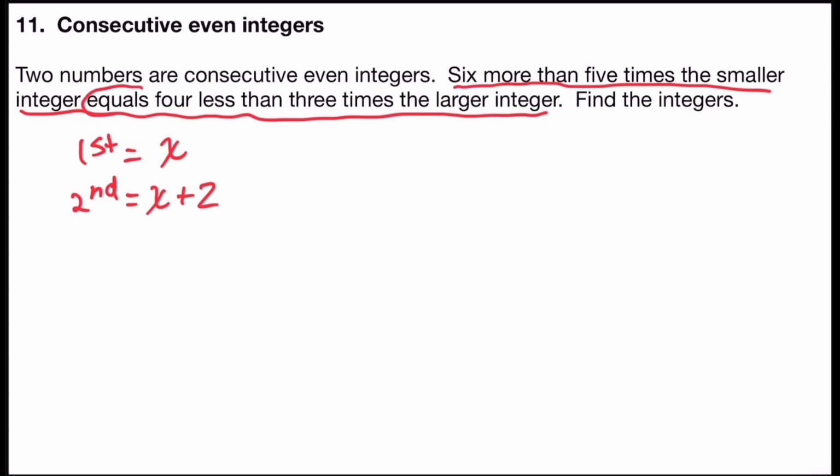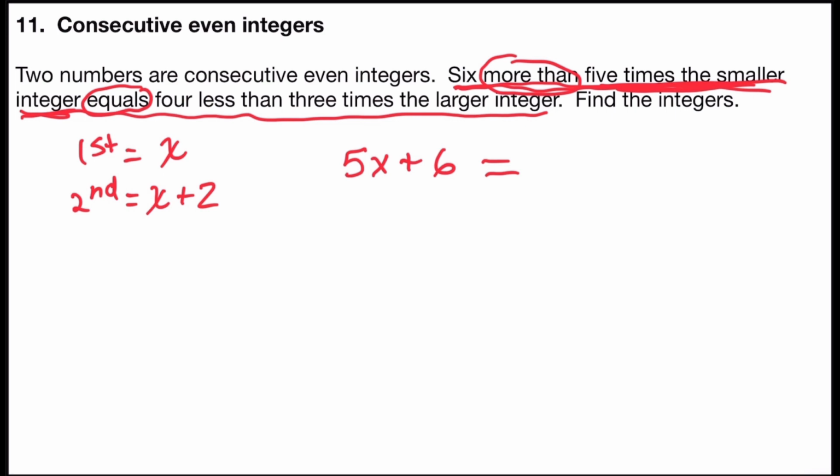So here's the word equals. That's my equal sign. The left side expression is 6 more than 5 times the smaller integer. So here's more than, which means addition, and I want 5 times the smaller integer. So that would be 5x plus 6.